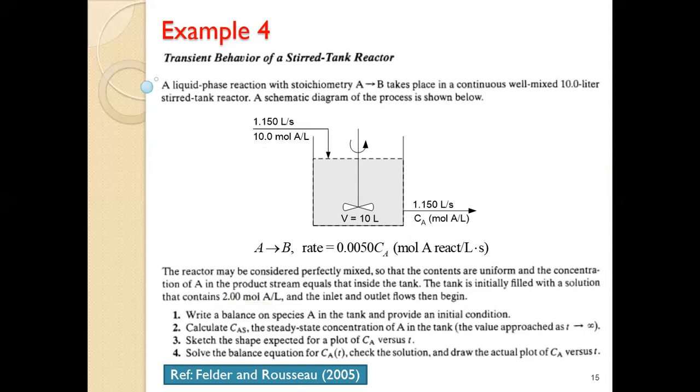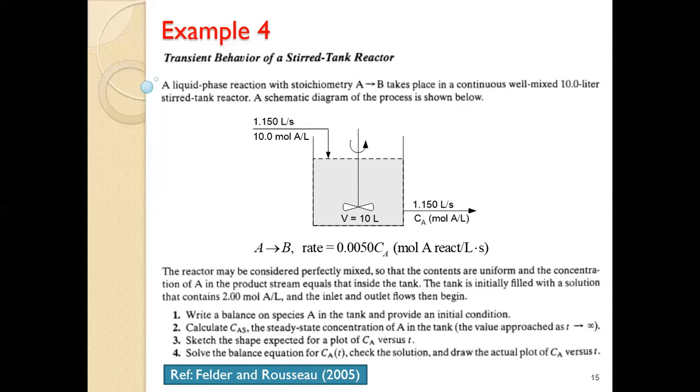We have 4 questions. Question 1: write the mass balance on A in the tank and provide the initial condition. Question 2: calculate CA at steady state. For this case, we consider the unsteady state. If we consider steady state, what is the concentration at steady state? What is the technique to consider the steady state?